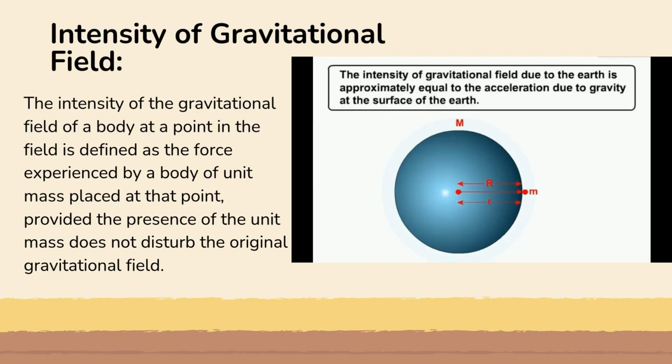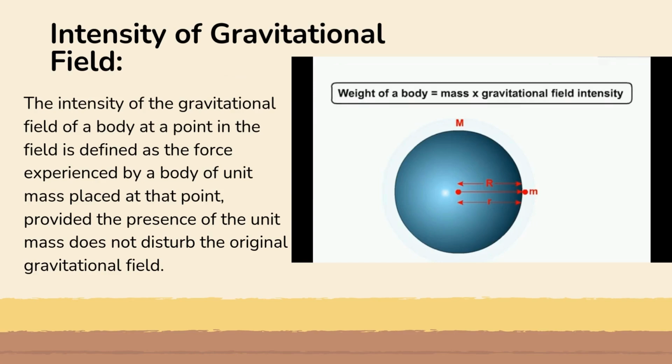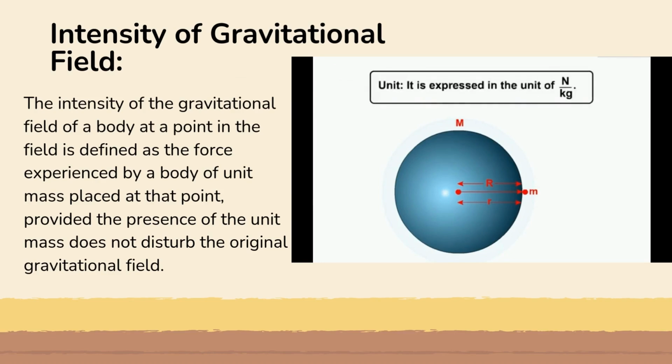Thus the intensity of gravitational field due to the Earth is approximately equal to the acceleration due to gravity at the surface of the Earth. We can use the gravitational field intensity of a planet at a point to find the weight of a body at that point. That is, weight of a body is equal to mass multiplied by gravitational field intensity. Unit, it is expressed in the unit of Newton per kg.